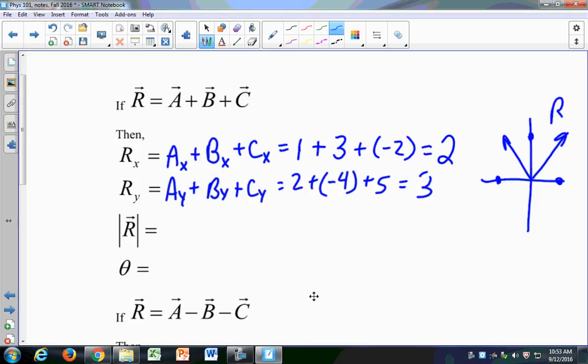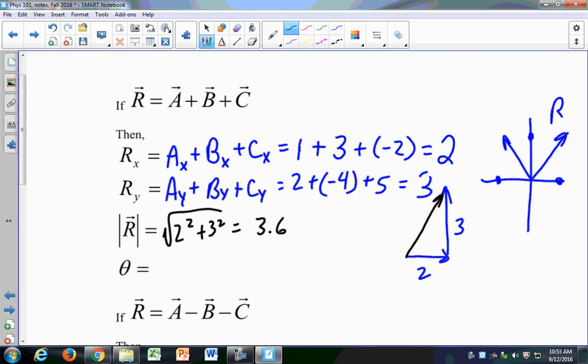Okay, now to find the magnitude here, I know Rx and Ry. This is Rx. This is Ry. We have 2 and 3. To find the magnitude of R, we say the square root of 2 squared plus 3 squared. The square root of 4 plus 9, square root of 13 is 3.6 units. And then to find this angle, theta, we say the inverse tan of opposite over adjacent, or 3 over 2. And that's equal to 56 degrees.